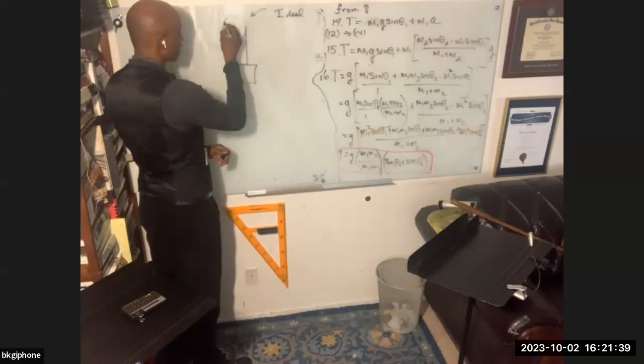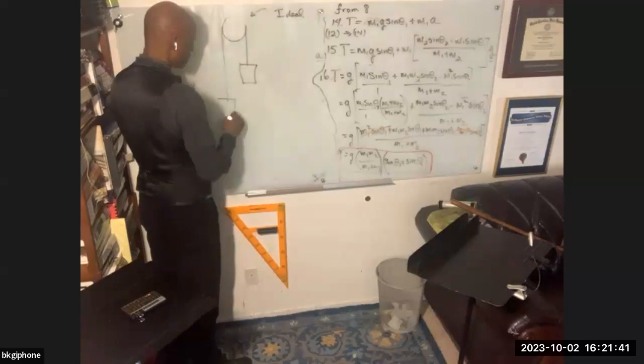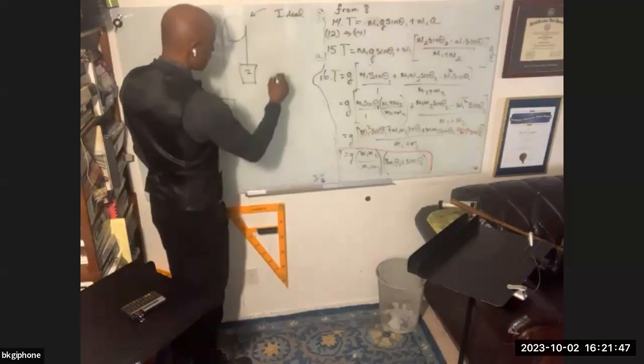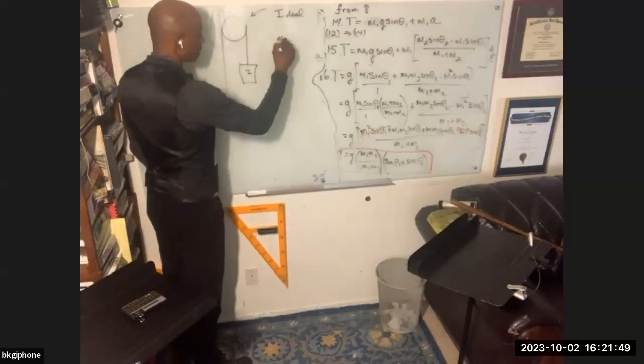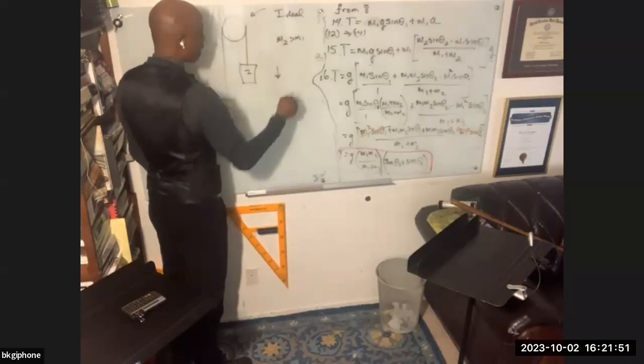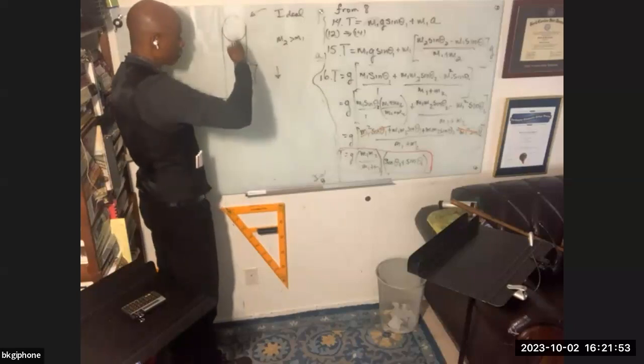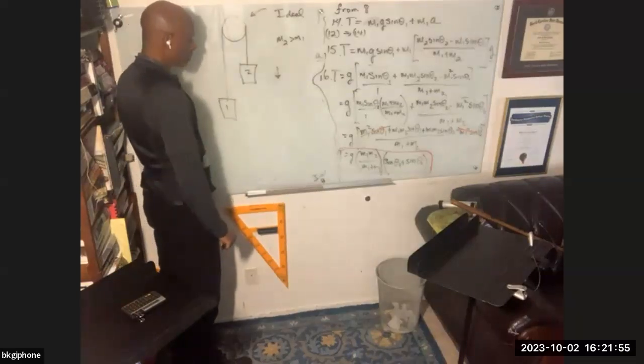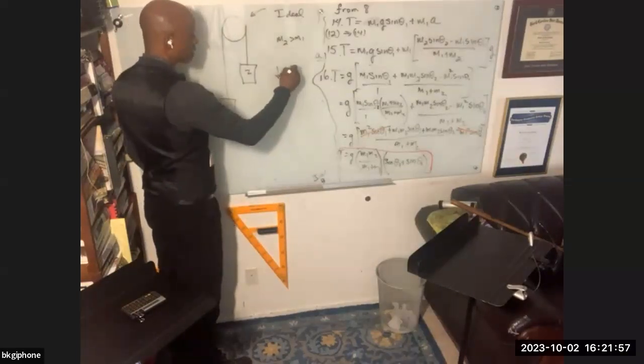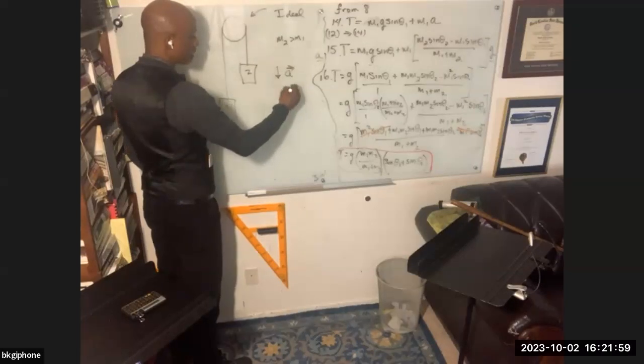So it's just redirecting the force. That's all. If M2 is greater than M1, and it's an ideal pulley, then the acceleration is going to be down here. So M2 greater than M1, which ours slightly was. So it's going to rotate down. So the question is, find the system acceleration and the system tension. What are they?